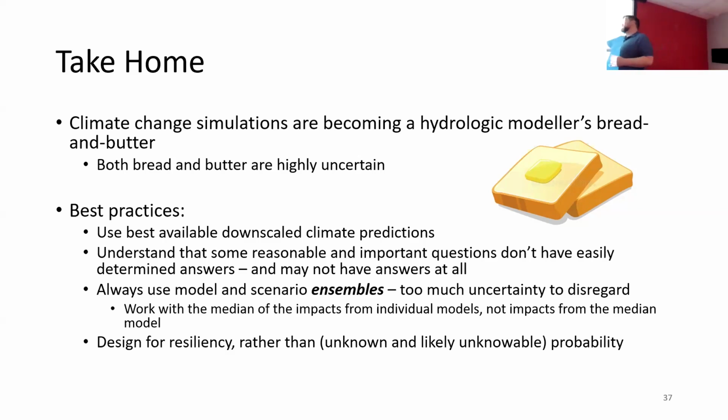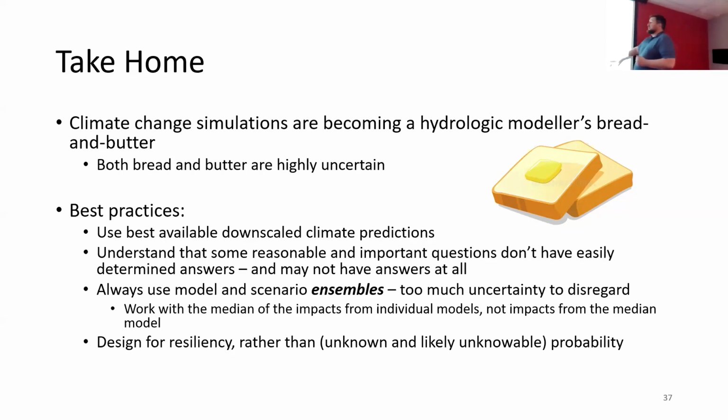We should always be using model and scenario ensembles because there's too much uncertainty to disregard. And an important thing, really for the consultants out there, is that it's important to work with the median of the impacts from the individual models rather than the impacts from the median model. We can't just take the average of all of our climate models, feed it into our hydrologic model, and expect that the impacts are going to be somehow our best approximation of our expected impacts. We have to do it the other way around. We have to run many models and then look at the distribution of possible impacts. If you want to go with the mean of that at the end, that's fine, but that mean is not going to be the same as what you get from doing it the lazy way.